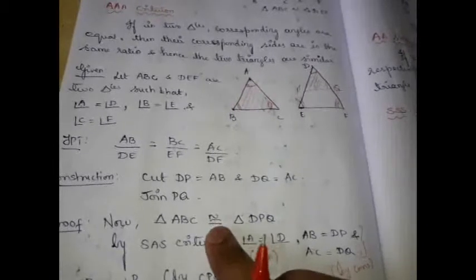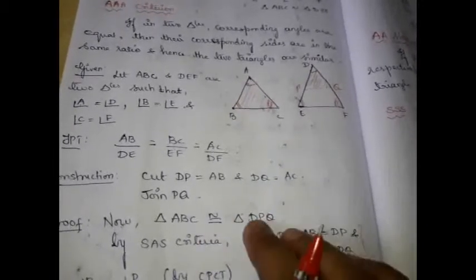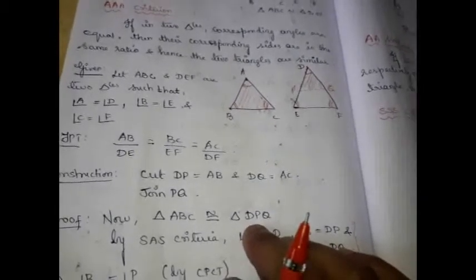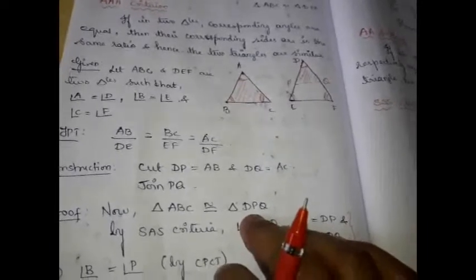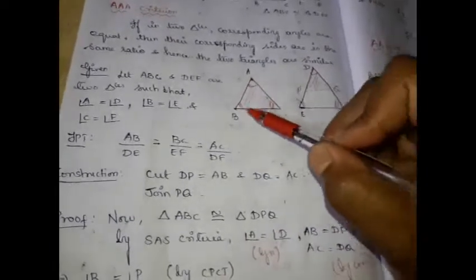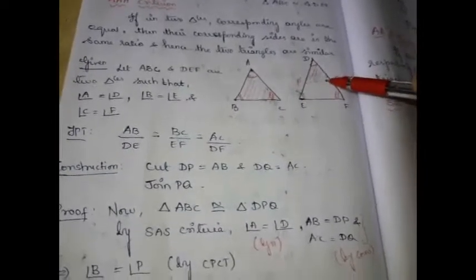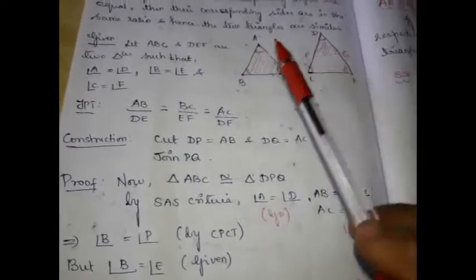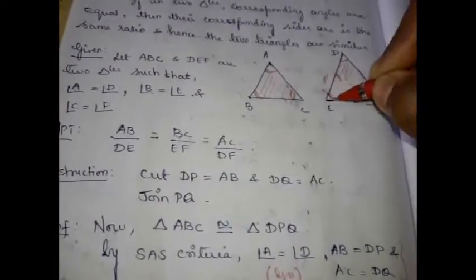This is the congruency symbol. If two triangles are congruent, by CPCT, corresponding parts of congruent triangles, the remaining parts also will become equal. So angle B will be equal to angle P, angle C will be equal to angle Q. By CPCT, angle B equals angle P. But angle B is already equal to angle E, which is given in the question. So from these two, we infer angle P equals angle E.